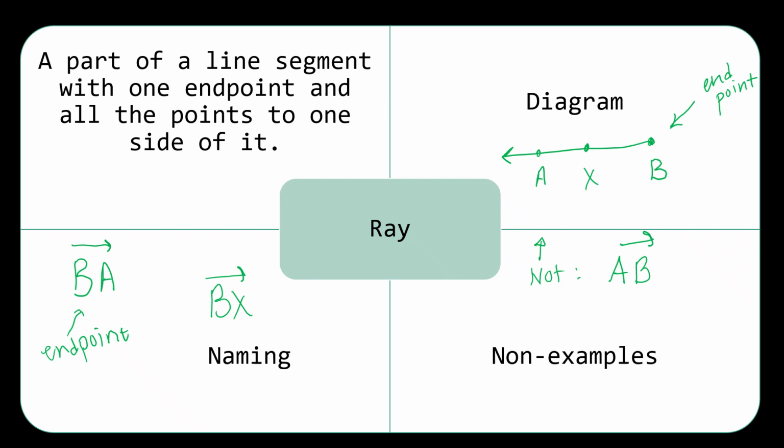The other thing I want to point out is that this is like a line, except it goes on forever in only one direction. This is a line, that's not a ray. And then it's not a segment because that has two endpoints. So we want our ray to only have one endpoint.